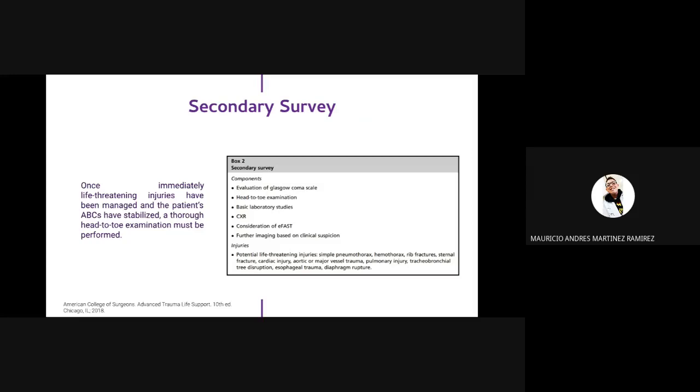The components of the secondary survey are the evaluation of the Glasgow Coma Scale, the head-to-toe examination, basic laboratory studies, chest X-ray, consideration of an eFAST, and further imaging based on clinical suspicion.